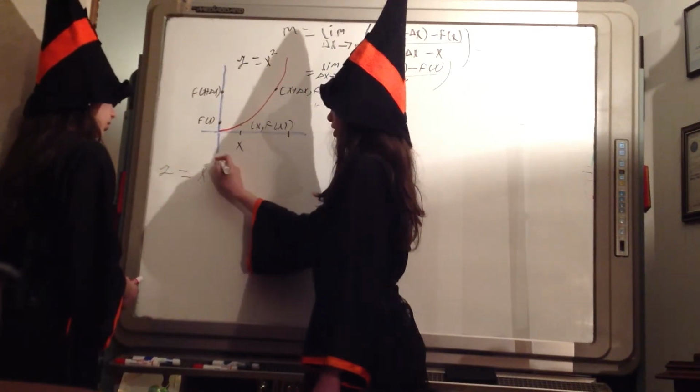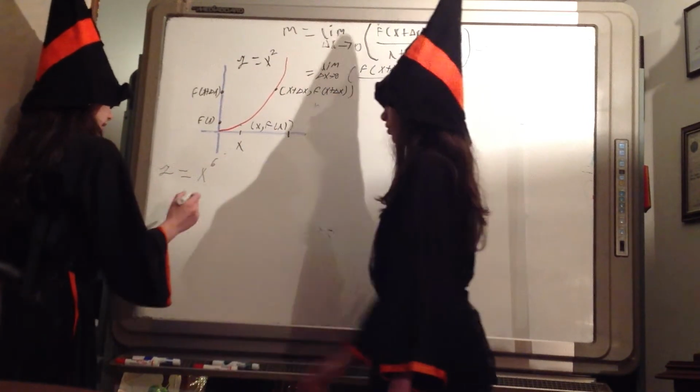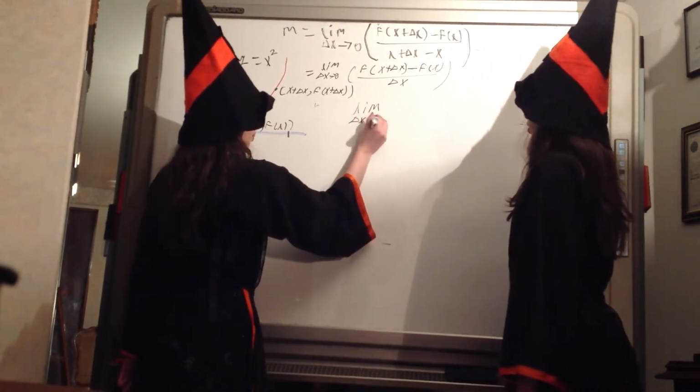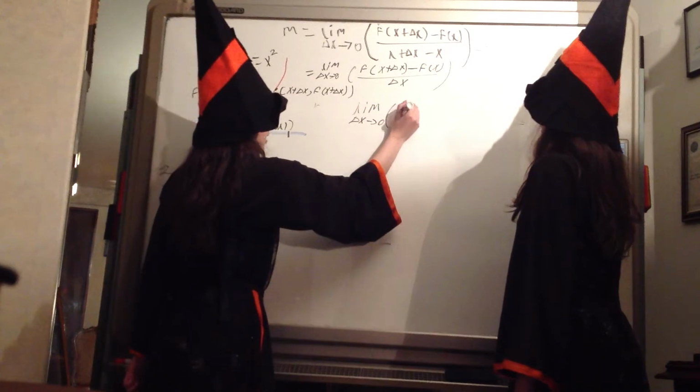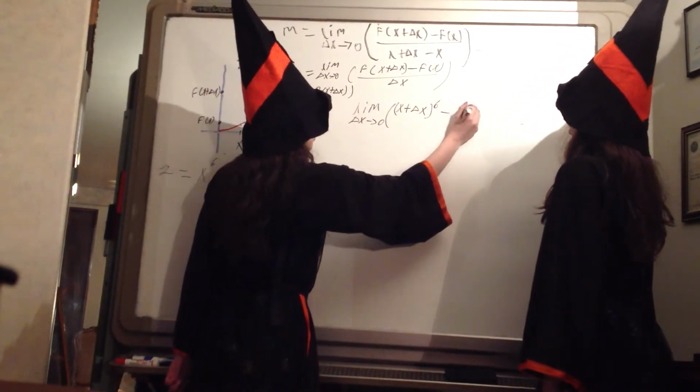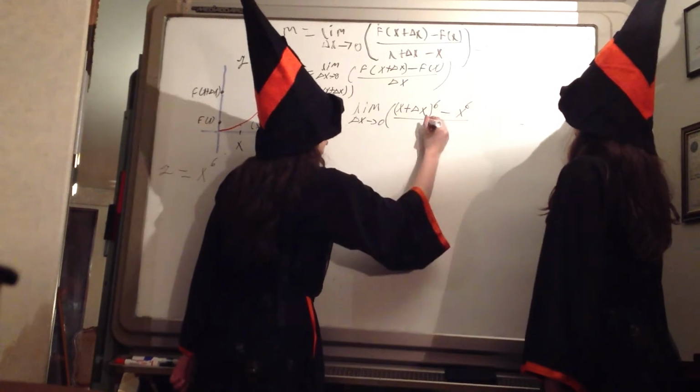for y equals x to the 6, it is the limit when delta x approaches 0 of (x plus delta x) all to the 6 minus x to the 6 all over delta x.